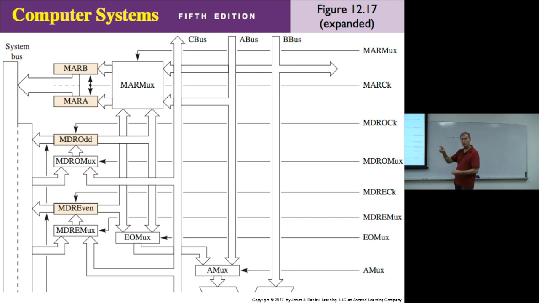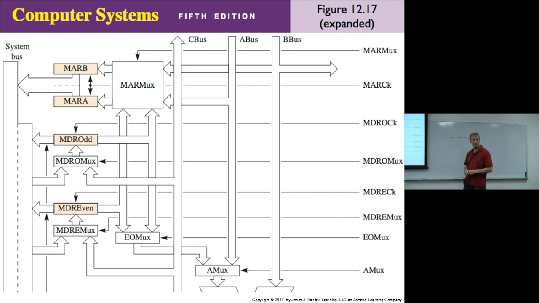Through the MARMUX and into the what? MAR. In one cycle, both bytes, without having to go all the way up. Instead of having to send the even byte up to the register bank, the odd byte up into the register bank, that's two cycles, and then one cycle into the MAR, so that's three cycles. In one cycle, we can go straight from both what? MDR even and MDR odd into the MAR.